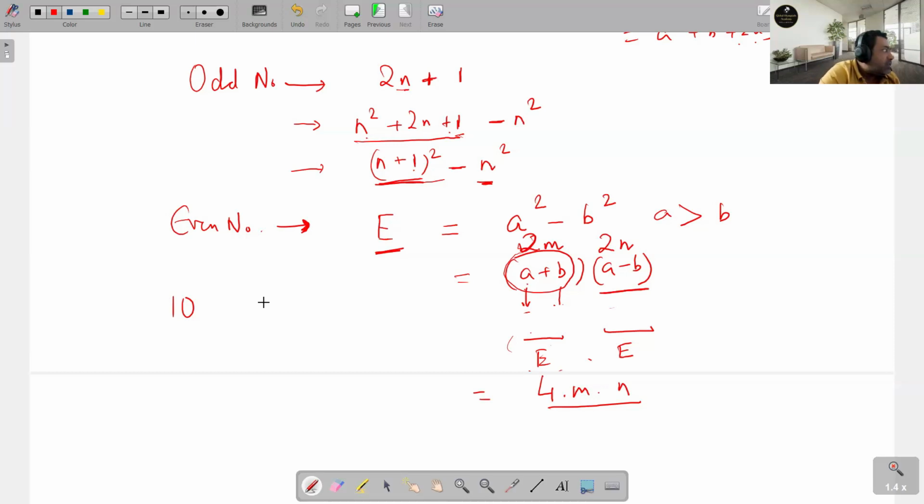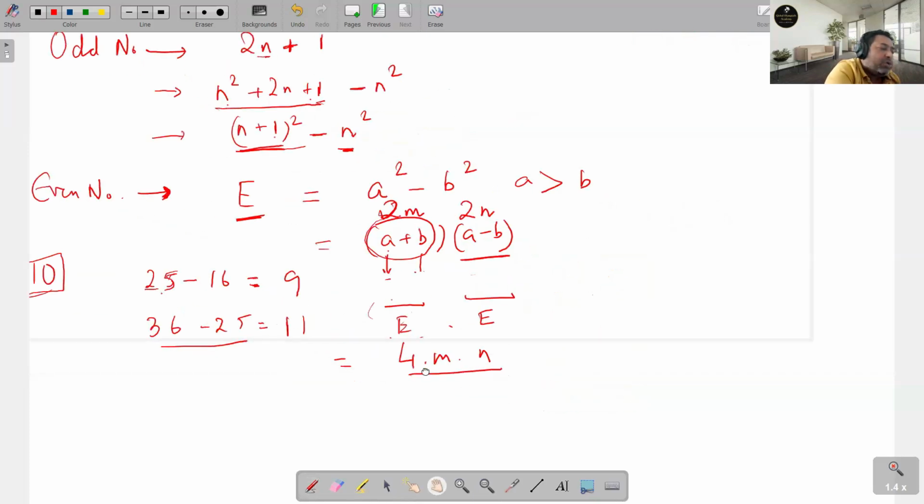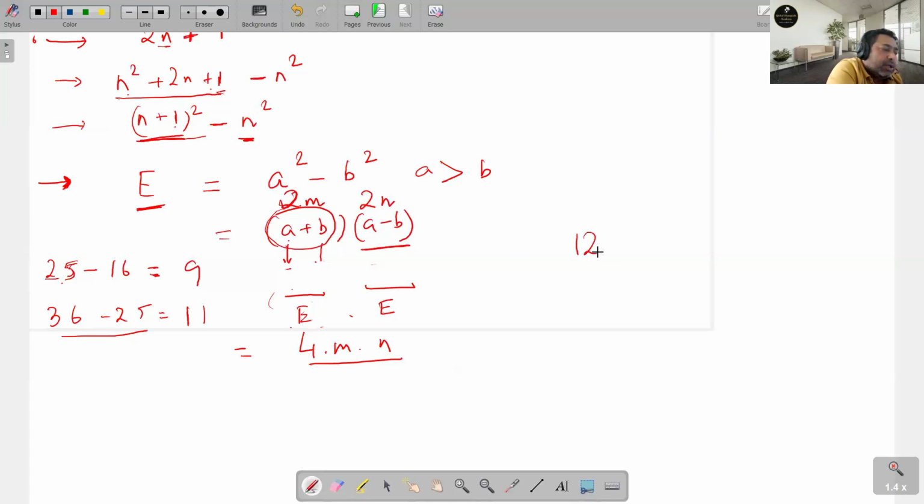So, for example, if we look at 25 minus 16, which are two consecutive square numbers, 5 square minus 4 square, you get 9. The next one you will get is 36 minus 25. These are the closest square numbers, and you will get 11. So 10 is getting skipped, correct? At the same time, if you look at 12, 12 can be a difference of two square numbers.